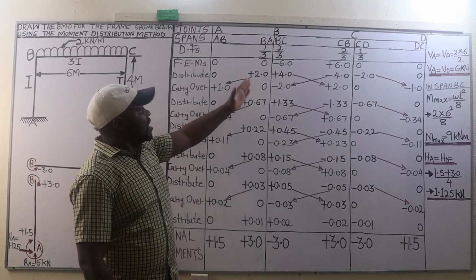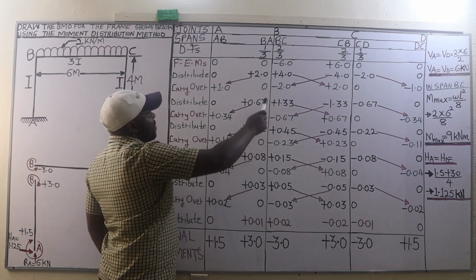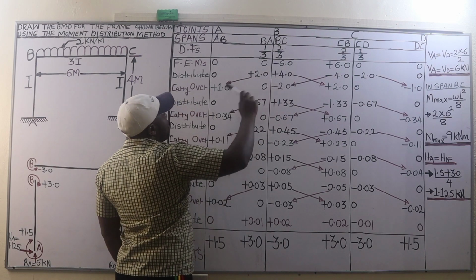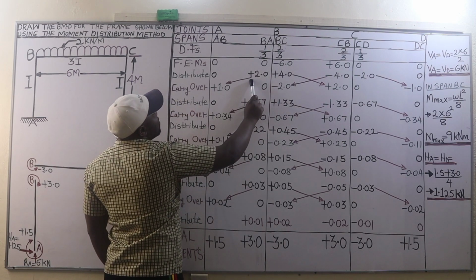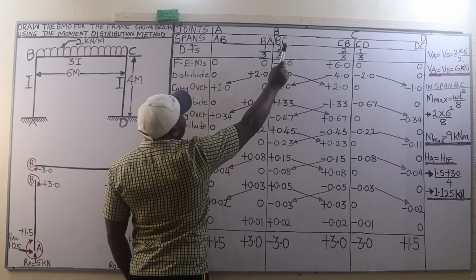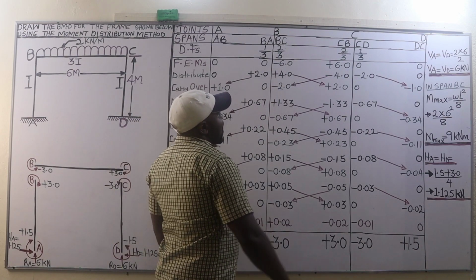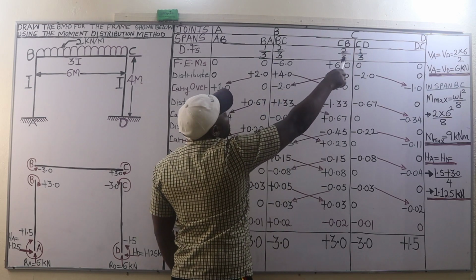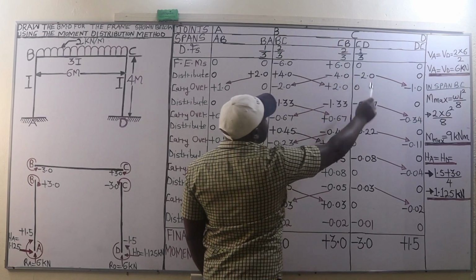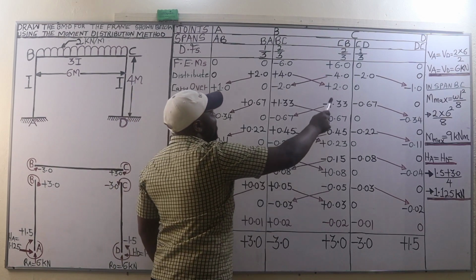Then we distribute on each member using its distribution factor. On member BA, we are going to multiply this +6, after changing its sign, by a third. That's going to give us +2.0. On member BC, we are going to have +6 multiplied by 2/3, which is +4.0. Then on joint C, on member CB, we got a fixed end moment of +6.0. On member CD, we got 0. Changing its sign to get the excess moment, this is going to be -6.